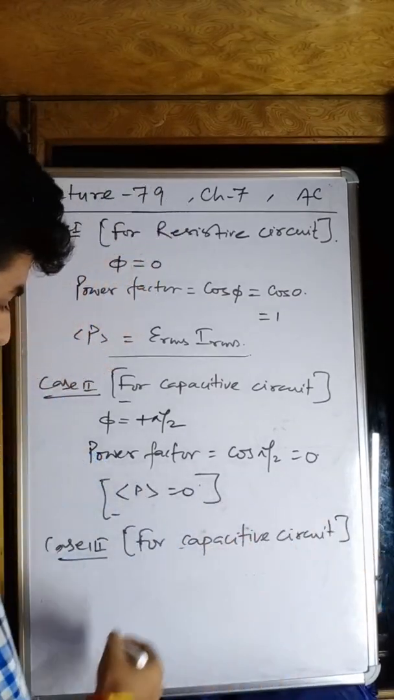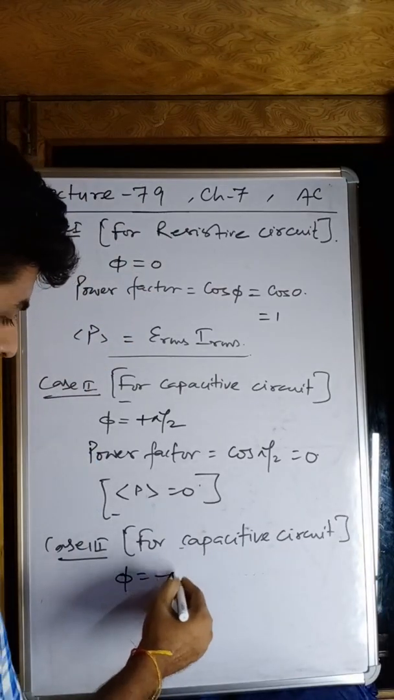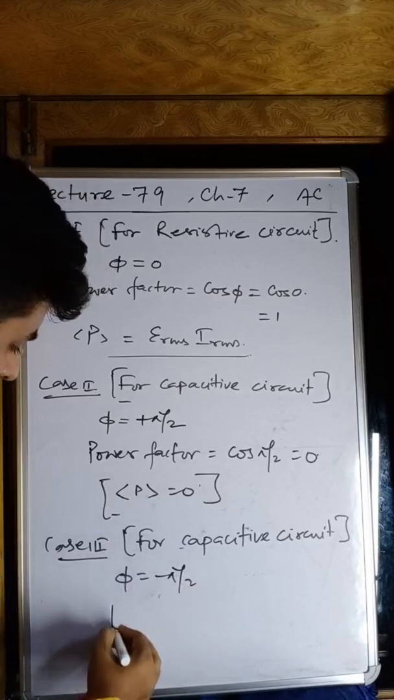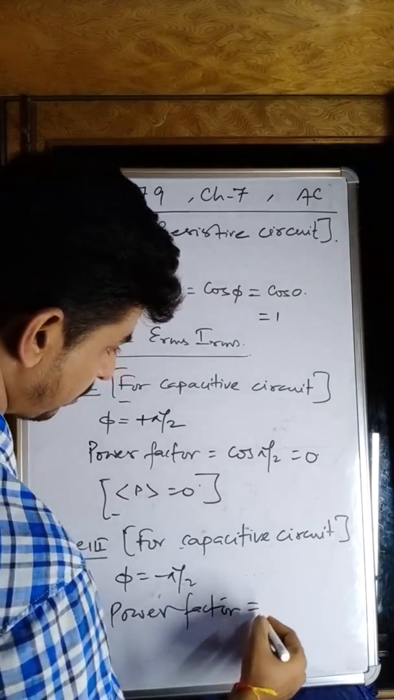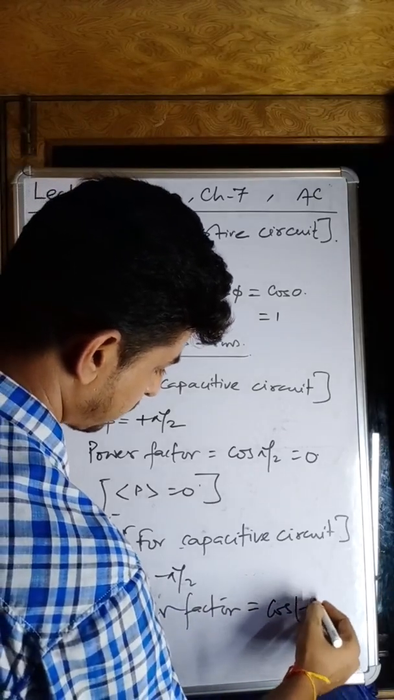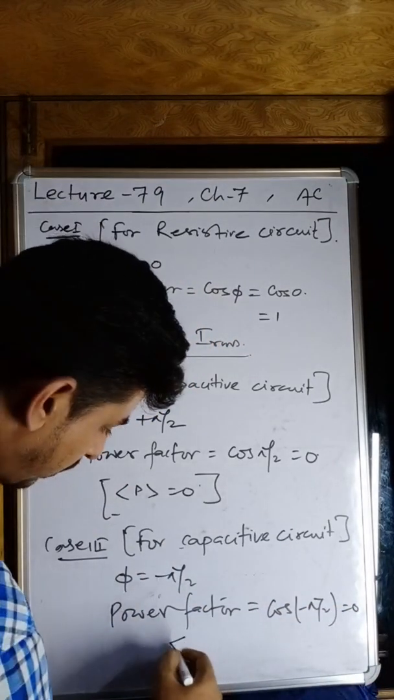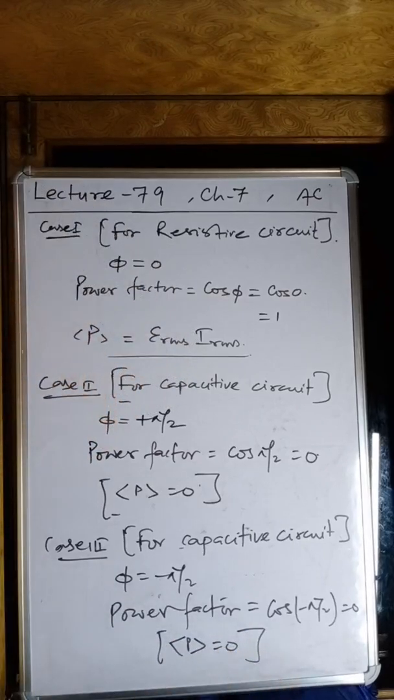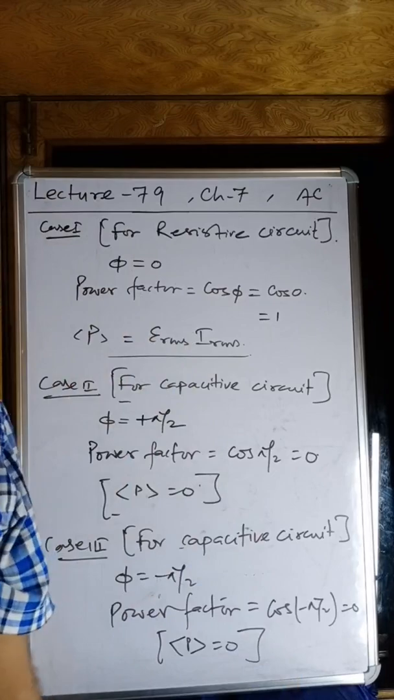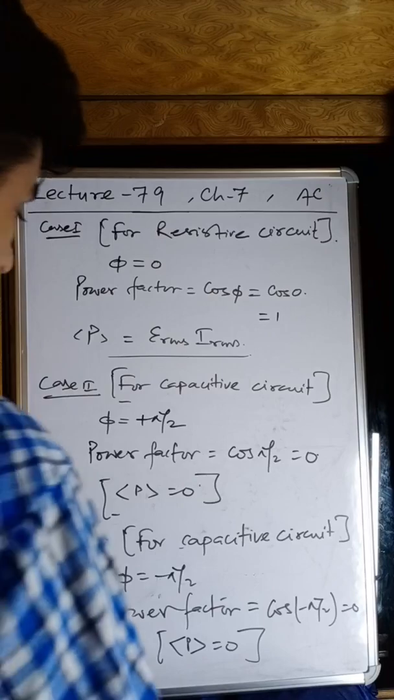Alright, and case 3, my dear students, for inductive circuit, we know that phi is minus pi by 2, and the power factor will be cosine minus pi by 2, again 0, and the average power becomes 0. So here we discussed one by one the power factor for each circuit under AC supply.